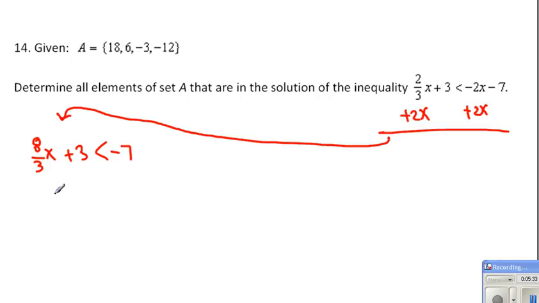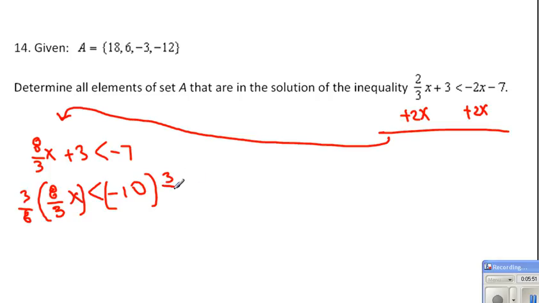So to get rid of the rest, we get 8 over 3x, by subtracting 3 from both sides, should be less than negative 10. Now, in order for us to have x by itself, we will multiply it by its reciprocal, which is 3 over 8. Now, then x must be less than negative 30 over 8.